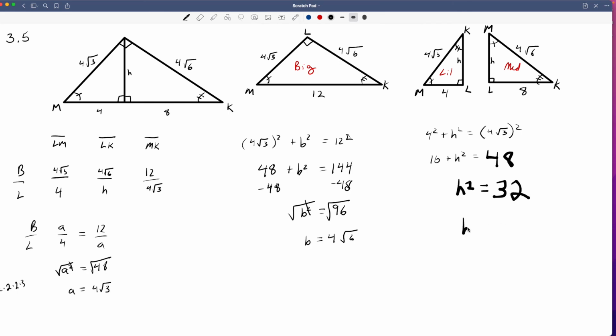H is equal to 4 times the square root of 2. And we would put that in here and here and here. All right, I will see you in lesson 4.